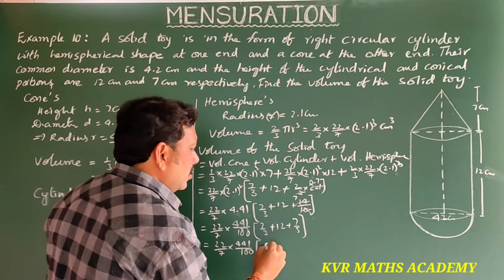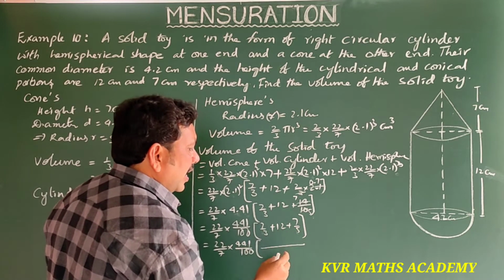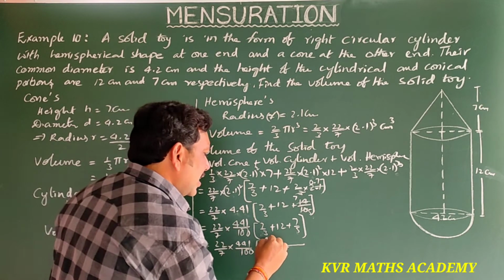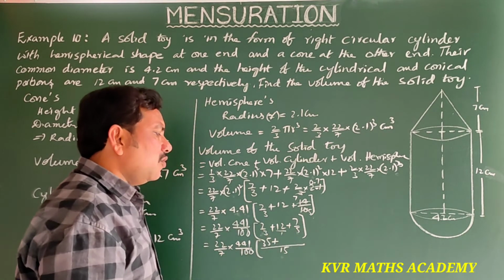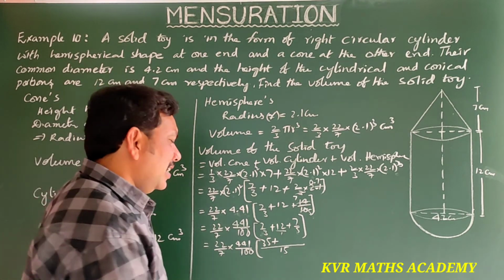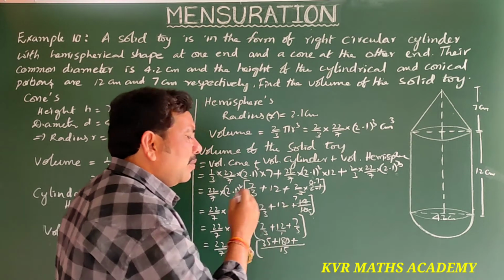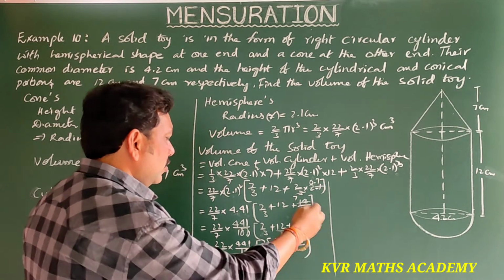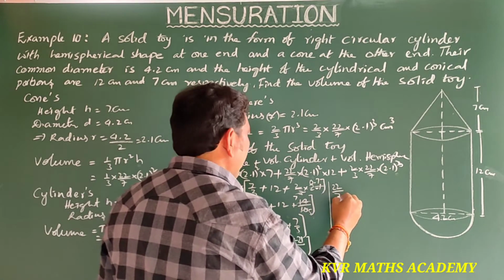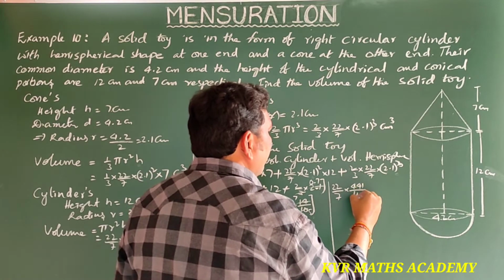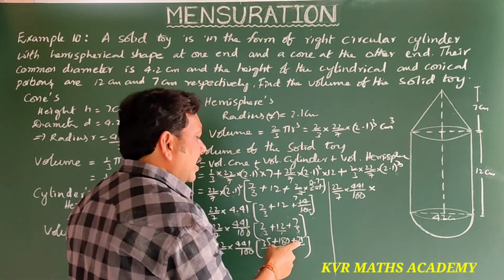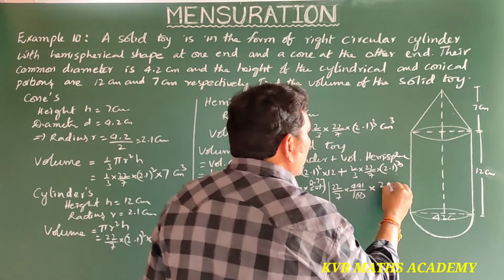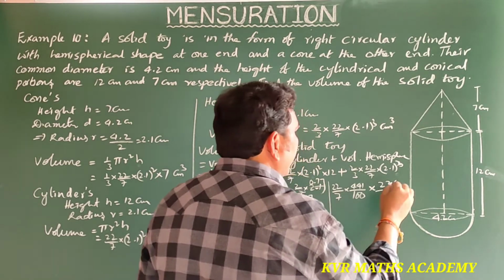Now do the LCM of 3 and 5, which is 15. Here 3 in 15, 5 times, 5 7s are 35, plus 1 15 is 15, 15 12s are 180, plus 5 into 3 times, 3 7s are 21. So 22 by 7 into 441 by 100 into 180 plus 21 is 201, plus 35 is 236 by 15.